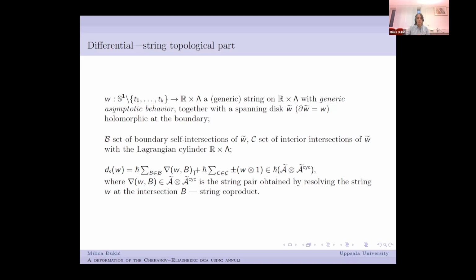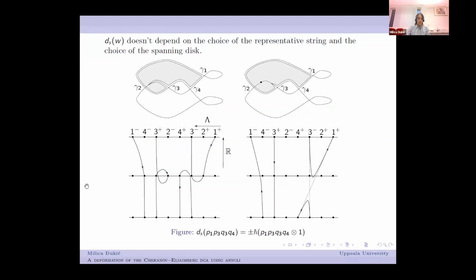So the first part is basically the string coproduct, and the second part is some sort of deformation that is useful in this setting. Now, to define this we used some choices, but dS doesn't actually depend on any choices, and that's not very difficult to see. So it doesn't depend on the choice of representative string or the spanning disk.